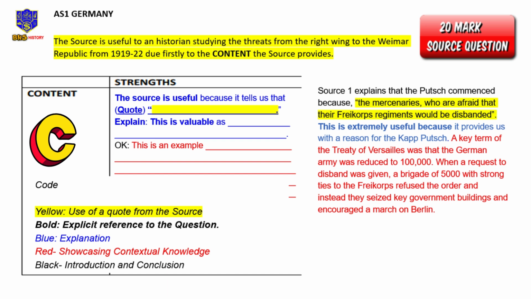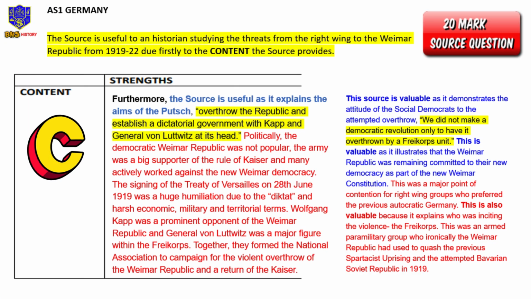And then I'm going to put in my knowledge. A key term of the Treaty of Versailles was that the German army was reduced to 100,000. A request to disband was given. A brigade of 5,000 with strong ties to the Freikorps refused the order, and instead they seized key government buildings and encouraged a march on Berlin. So I've used the source, I've explained it, I've given lots and lots of good examples here from my own knowledge. Okay, so started off well.